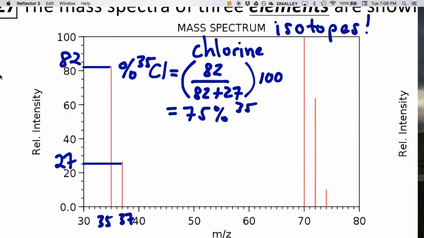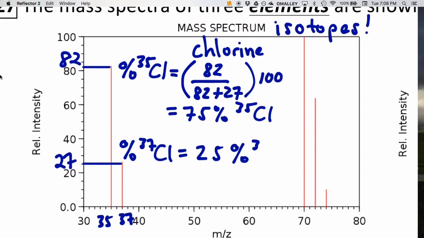chlorine 35. If you do the same thing for chlorine 37, I won't show it, but take my word for it, you get the remainder. You would get 25% of chlorine 37.